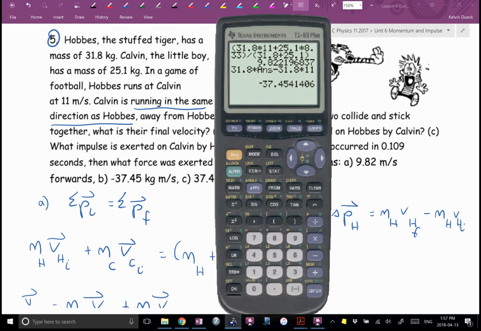Or, Oliver, you can say, you know what? Momentum is conserved. If Hobbes lost, Calvin gained. That's the law of conservation of momentum. That's how you can use it with impulse as well.